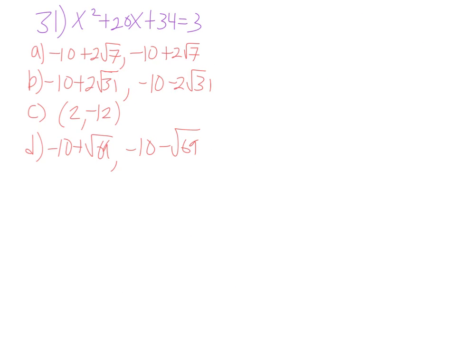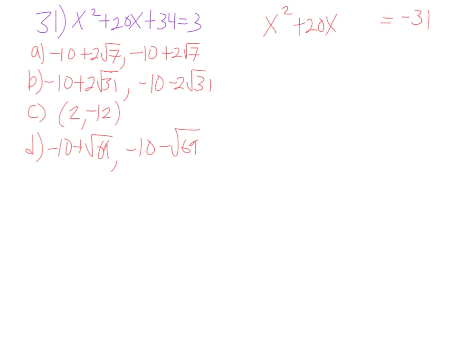For number 31, we've got a solve by completing the square. And this one I set up by first rewriting this so I can see a little bit better. The first thing I'm going to do is move that 34 to the other side. So we get x squared plus 20x, and I'm going to subtract 34 from both sides, and we get negative 31.